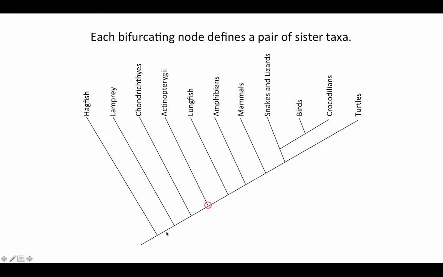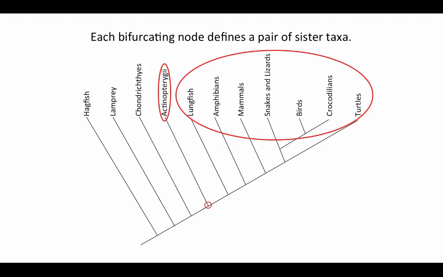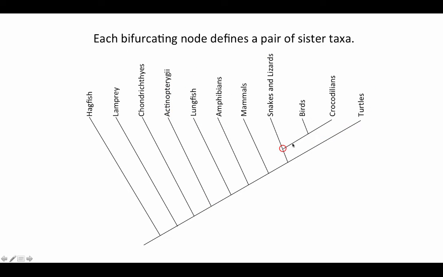Another example, so if we look at this node, this is going to define a pair of sister taxa, one coming from each branch. So in this case, we've got Actinopterygii, or the ray-finned fish, on one side, and everything else on the tree on the other side, because all of this arises from this branch coming from the node. Everything branches off of this one. Further up, if we look at this node here, snakes and lizards on one side, birds plus crocodiles on the other side. So snakes and lizards is one sister taxon. Birds plus crocodilians is the other sister taxon from that node.